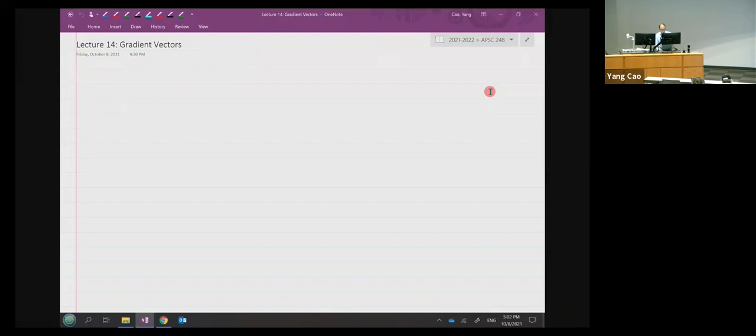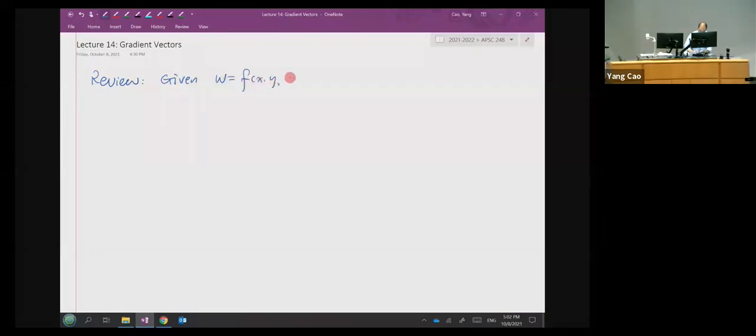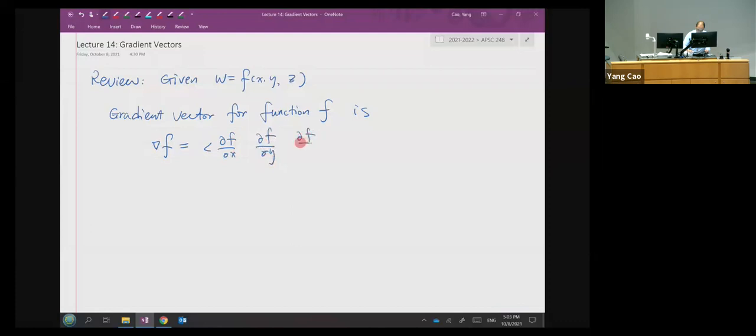All right, good evening. Let's get started with the gradient vector. Let's continue on that subject. If you have a function, I'll use a function of 3 variables here, just to do this quick review. Then the gradient vector for function f is defined as del f equal to partial f partial x, partial f partial y, and partial f partial z.